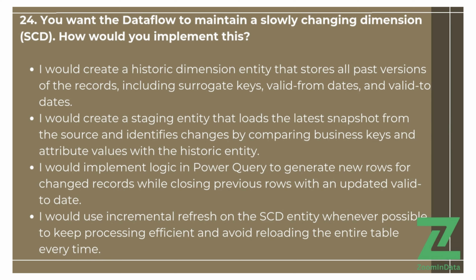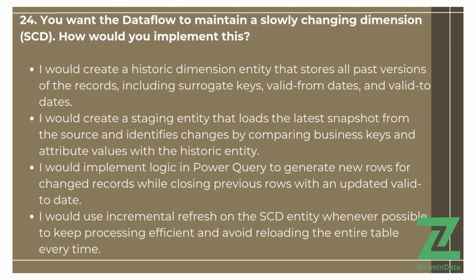24th question. You want the data flow to maintain a slowly changing dimension, SCD. How would you implement this? I would create a historic dimension entity that stores all past versions of the records, including surrogate keys, valid from dates, and valid to dates.